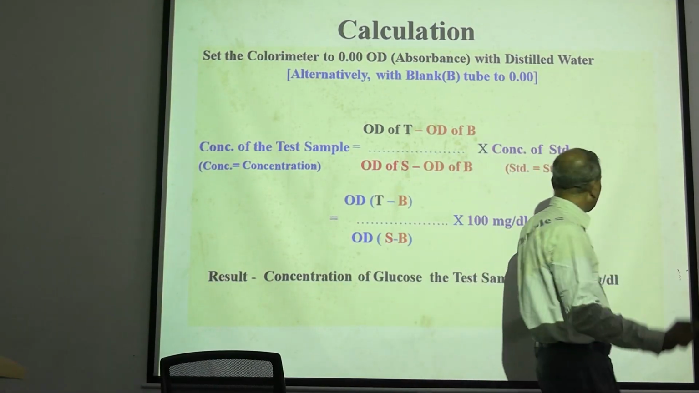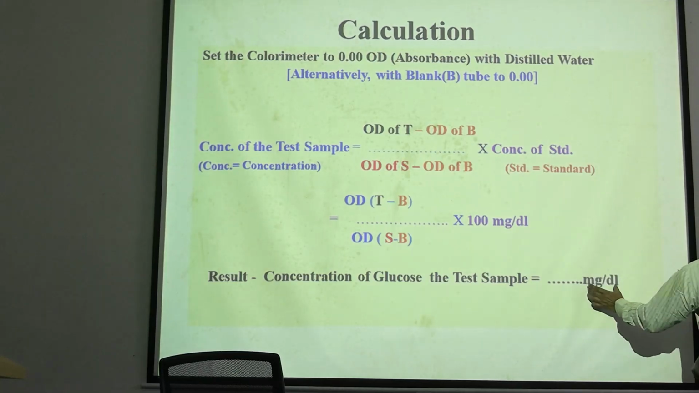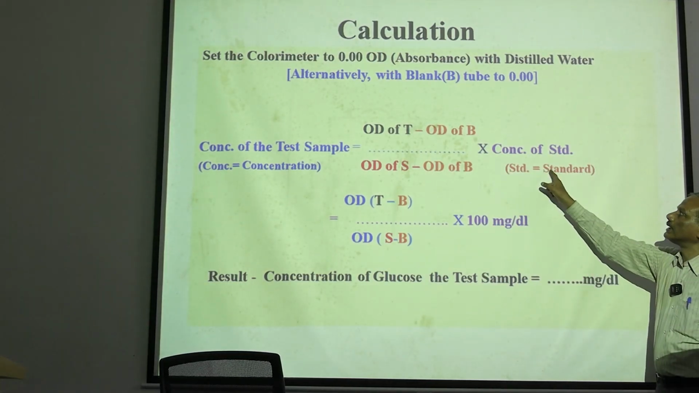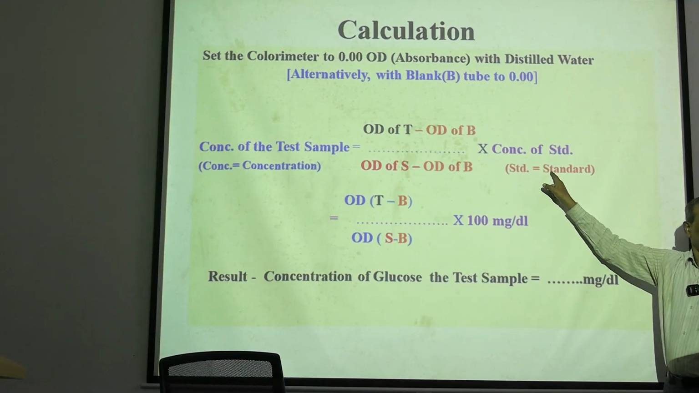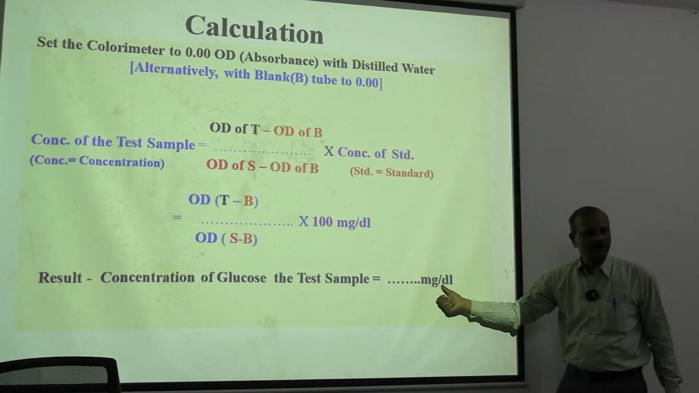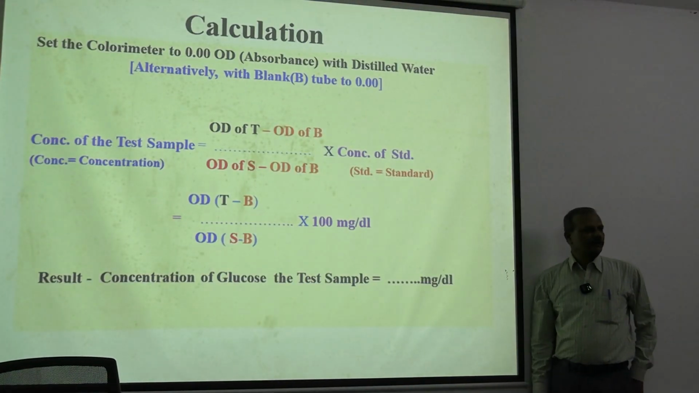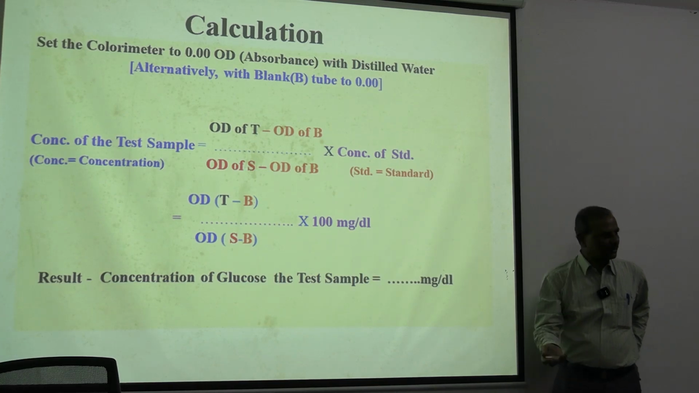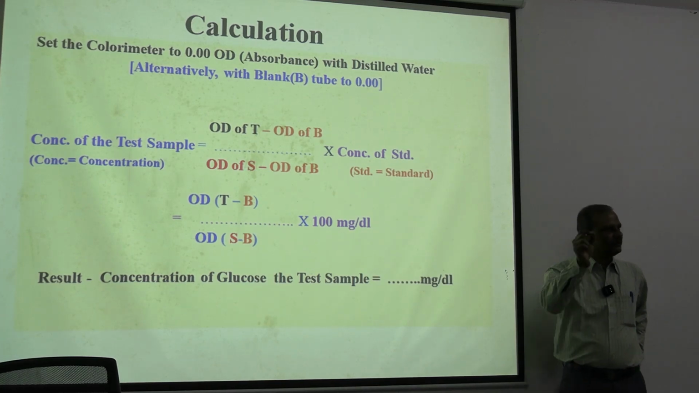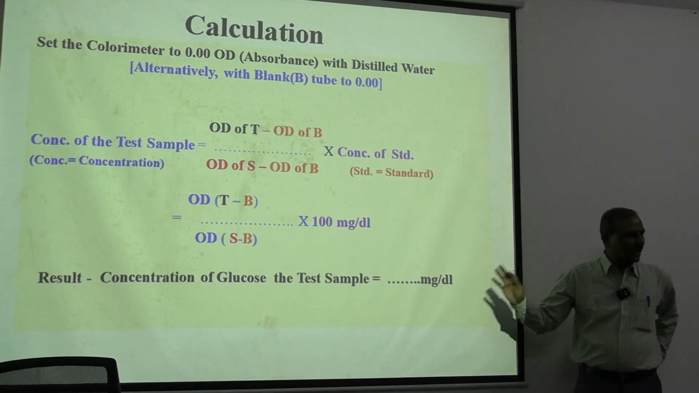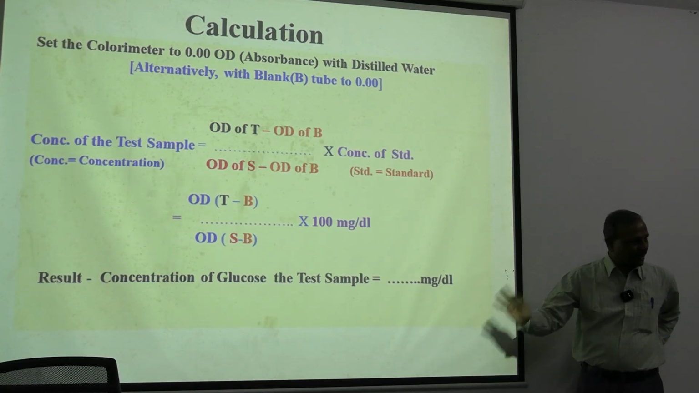Whatever result you will get, the unit will be the concentration of the standard solution. Standard is there, concentration is there. I have told you that it is 100 milligram per deciliter, so milligram per deciliter will be used here. If it is millimole per liter, then millimole per liter. If it is microgram, then microgram. That unit will be defined by the concentration of the standard. So this is actually what you will be doing in practice.